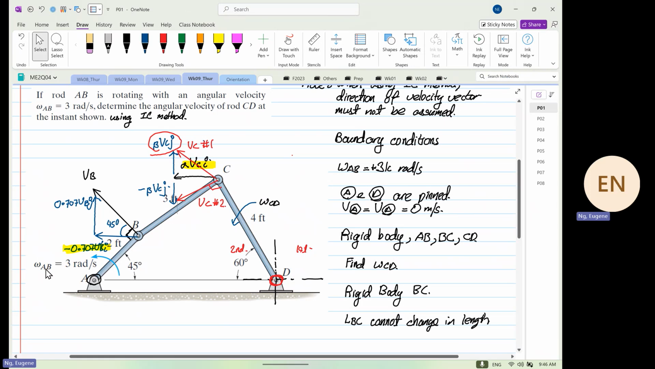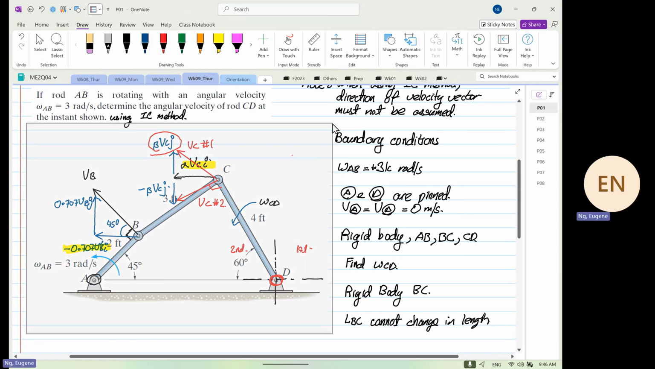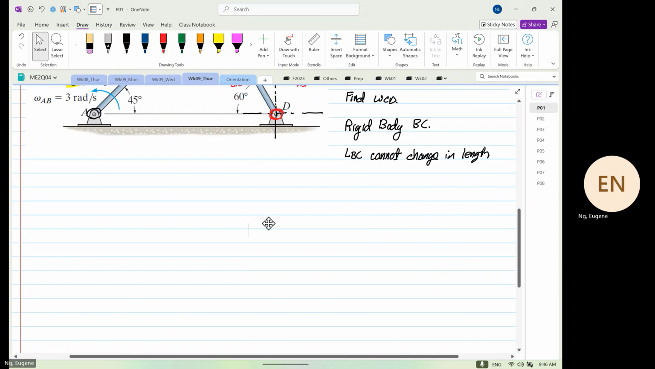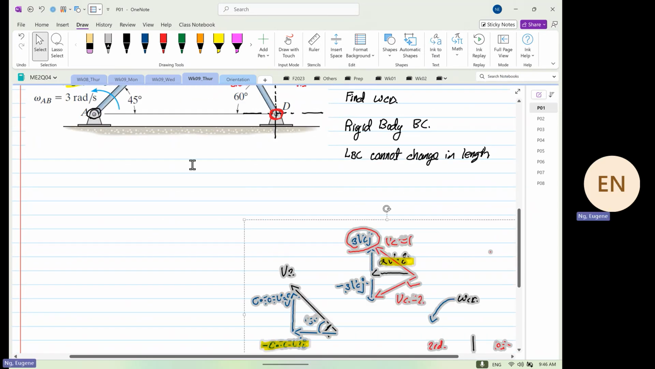I'm going to copy this again. You don't do anything because this is a big mess now. No diagram.